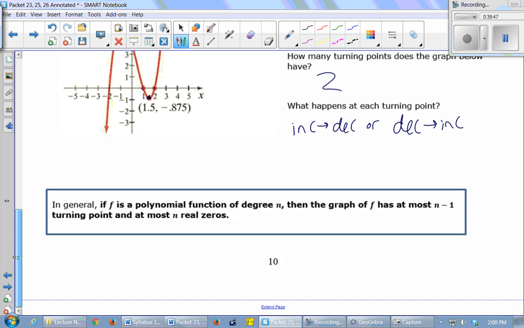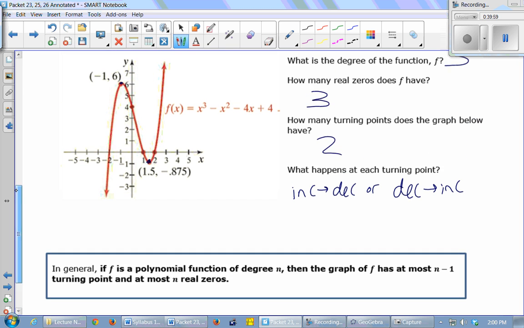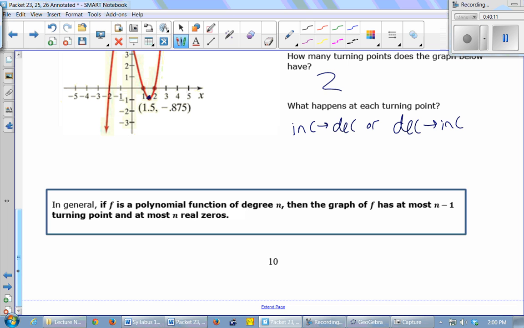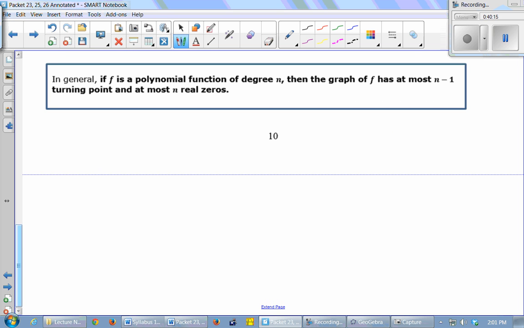So my general conclusion here is that if the polynomial has degree n, right, for whatever the degree is, the graph will have at most 1 fewer than that turning points. Like in our example, it had degree 3 and 2 turning points, 1 fewer. And it will have at most n zeros. So in this case, it was degree 3, 3 zeros. But it could have fewer, right? It could have fewer. Like think about x cubed.